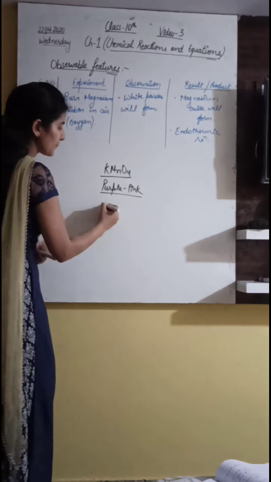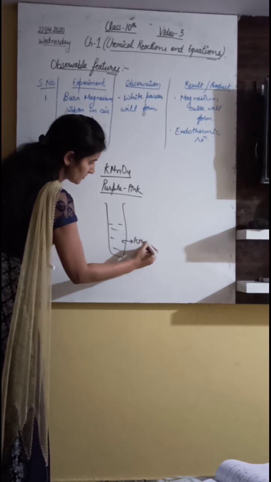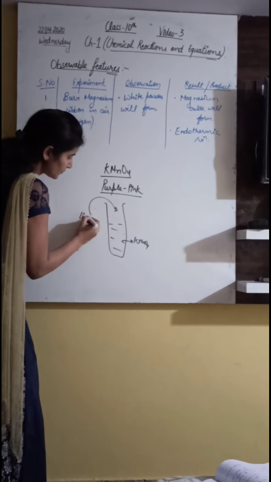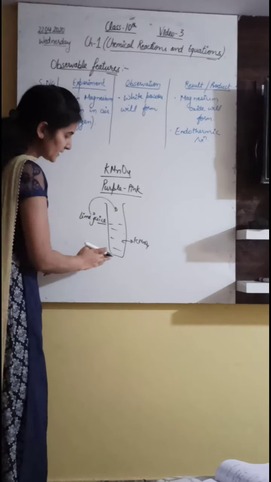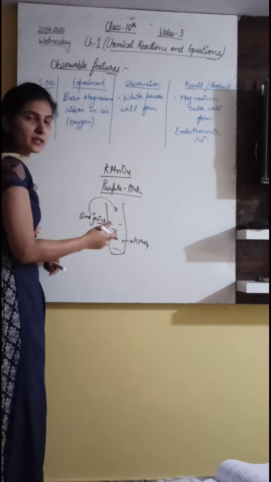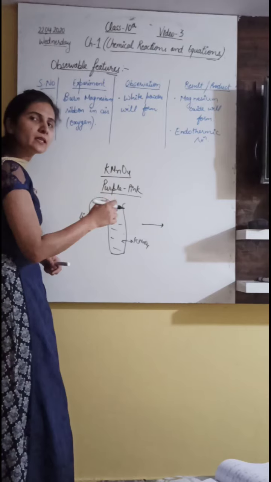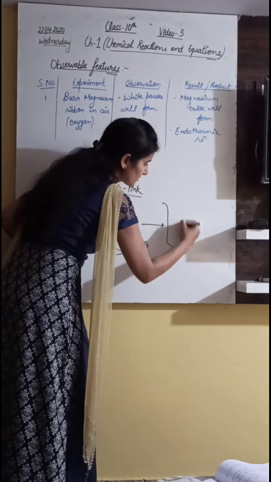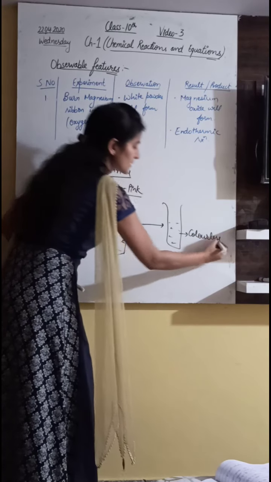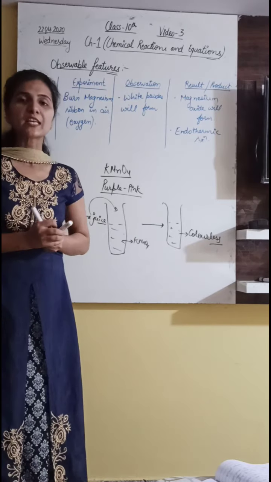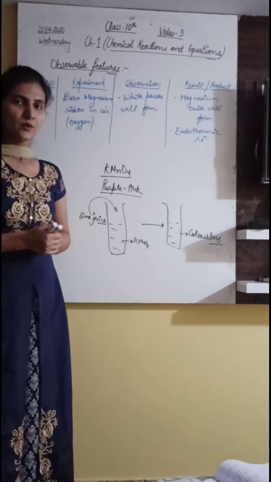So what will happen if we add lime juice to potassium permanganate solution? The color change takes place and the purple pink color will now become colorless. It becomes colorless. So this is an example of change in color, how a change in color can take place.